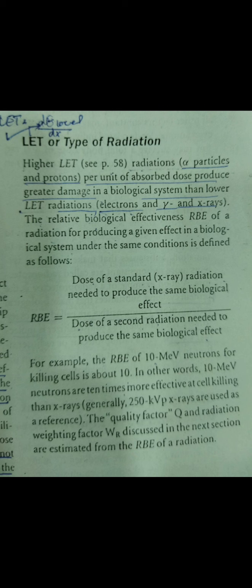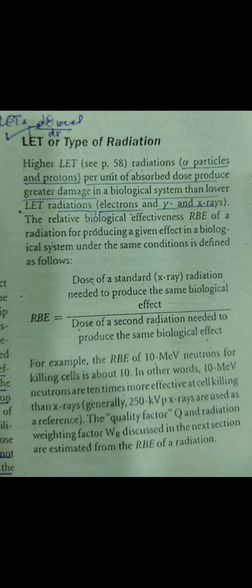While if we talk about the deterministic effects, just remember that the severity of effect depends on the radiation dose, and it has a threshold value. So below this threshold value, there will be no effect observed. And the two most common examples of deterministic effects of radiation are production of cataracts and erythema.